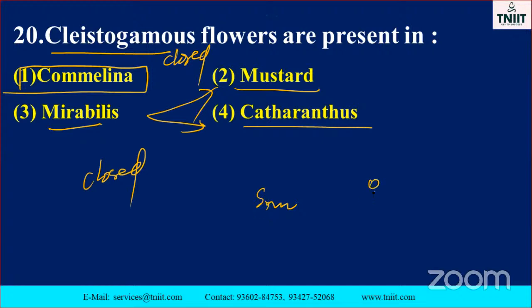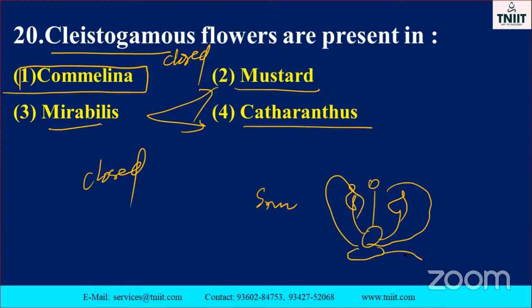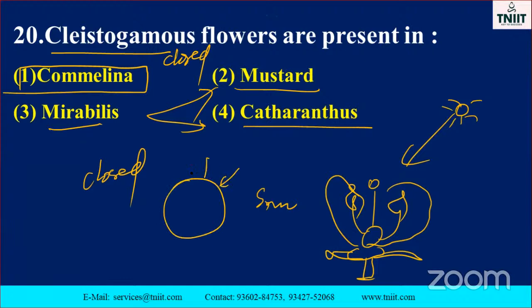Suppose take an example, any one of the plants looks like this. The anther as well as the stigma, all those things are exposed to the sunlight. That is called chasmogamous. The other type, cleistogamous, is the closed one. Within it, any light will not pass. That type of plant is called Commelina. Okay, go to the next one.